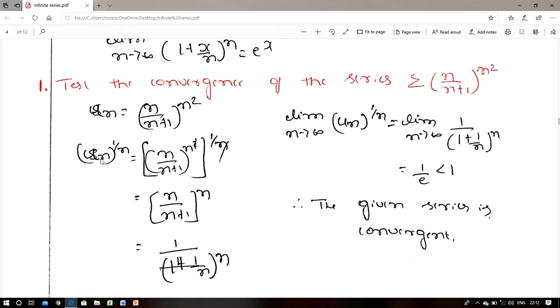Next, un to the power of 1 by n. We take the power 1 by n on both sides. That is, n by n plus 1 whole to the power of n square, whole to the power of 1 by n. The 1 by n and n cancel. Then we get n by n plus 1 whole to the power of n. But we know that 1 plus 1 by n whole to the power of n gives e, which is a standard form. Here the n goes to the denominator, then it can be written as n by n plus 1.